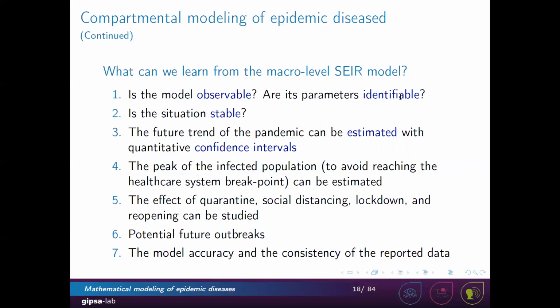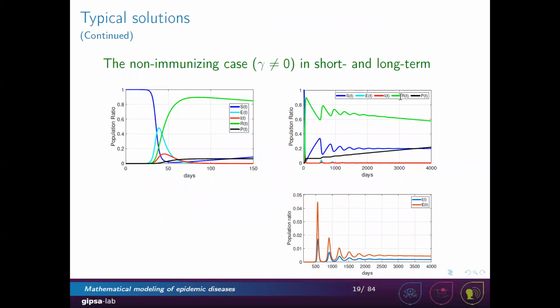And finally, the accuracy of the model and the consistency of reported data may also be validated using this approach. Okay, let's move to some simulated examples.